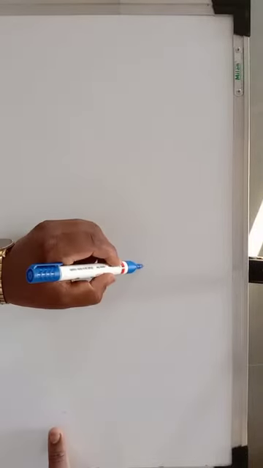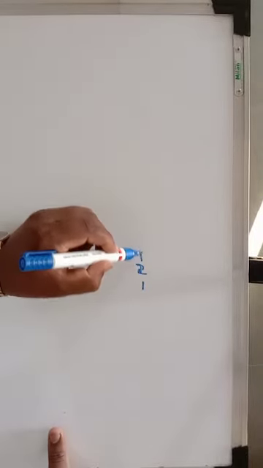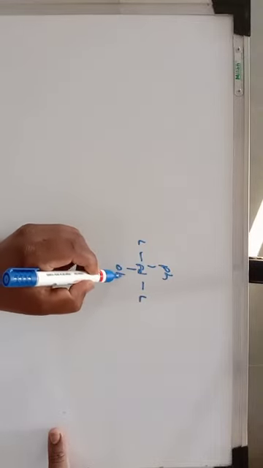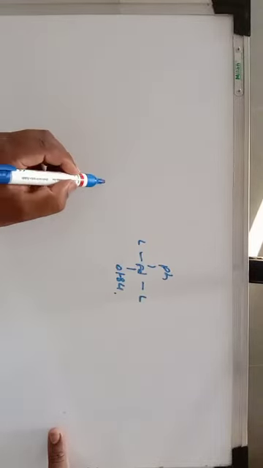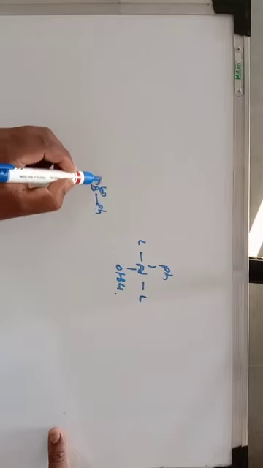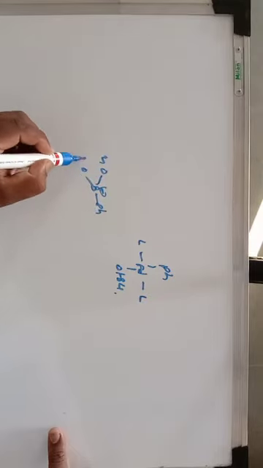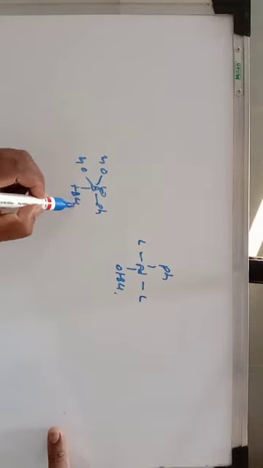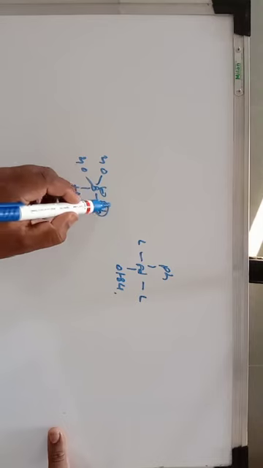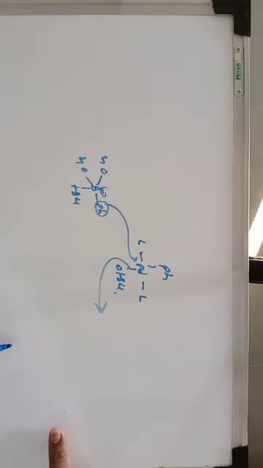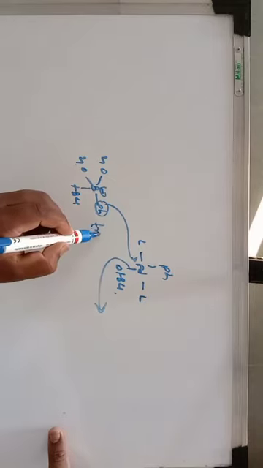That is PdL, this is your Ph, OtBu, and this is your PhB(OH), and this is your tertiary butoxide. So it will transfer to this, and this will leave out. This is the step. It is called transmetallation.